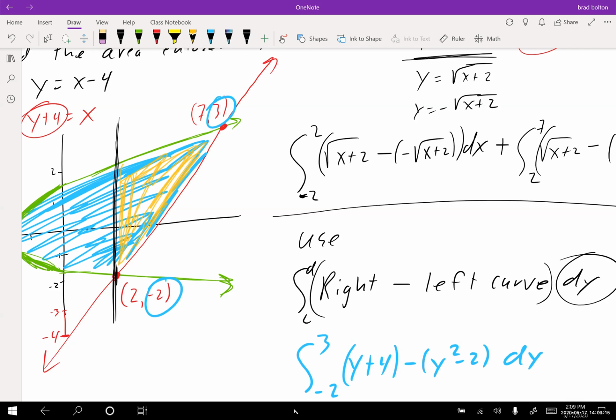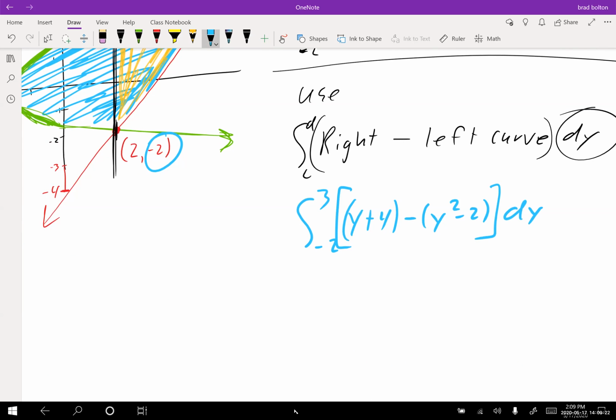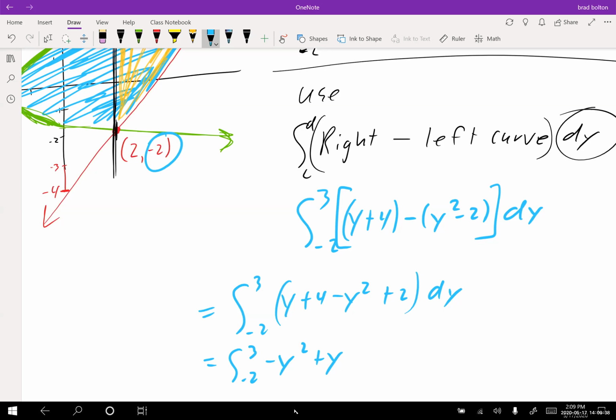I'll put brackets. Now we can clean this up. So now this will become the integral from -2 to 3 of y plus 4 minus y squared plus 2 dy. We can clean this up a little. This would be -y squared plus y plus 6, I believe. Let me see here. Did I do that correctly? Yeah. So it should be plus 6 dy.